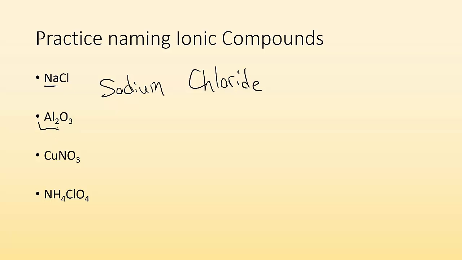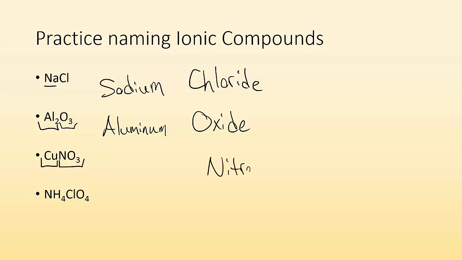All right, so again, we got Al2O3. So I got aluminum. Aluminum can only be +3, so I don't need a Roman numeral. And the oxygen is going to become oxide. All right, copper is a transition metal with more than one possible charge. And NO3 is nitrate. So I know the last name is going to be nitrate.